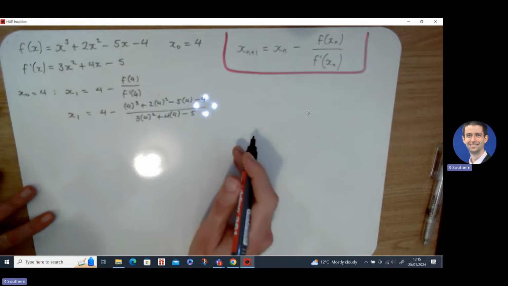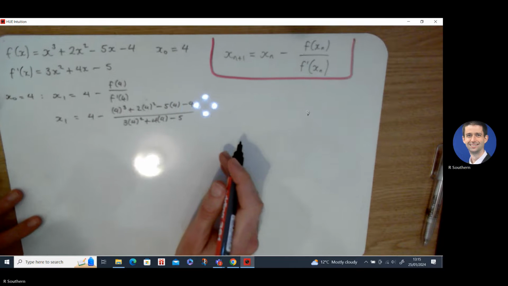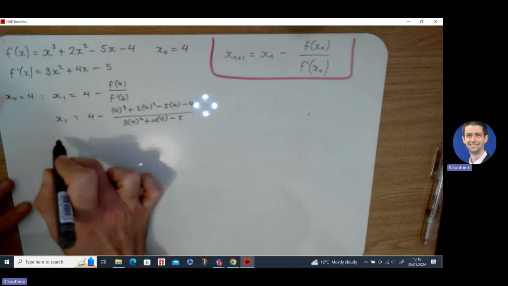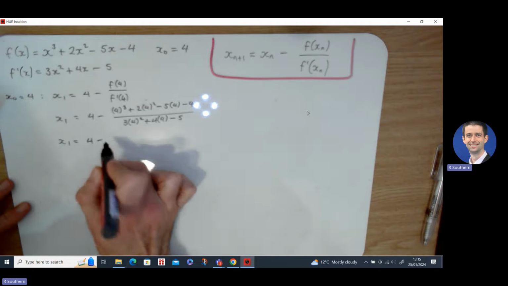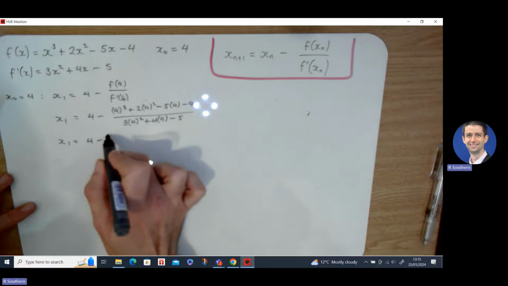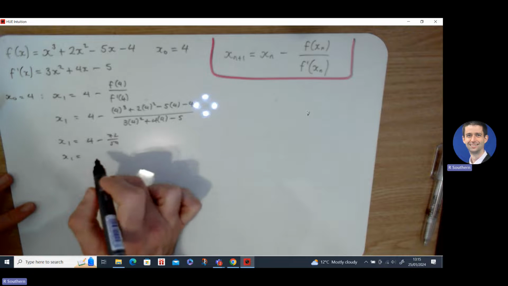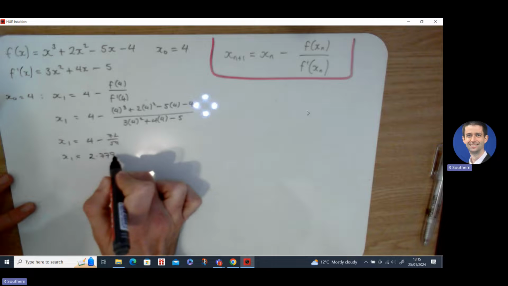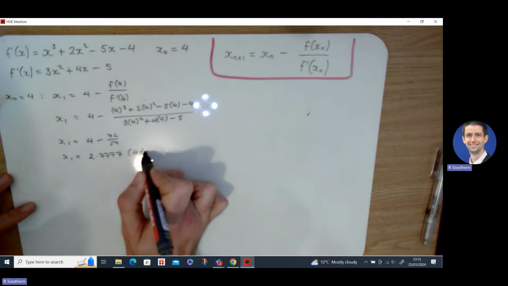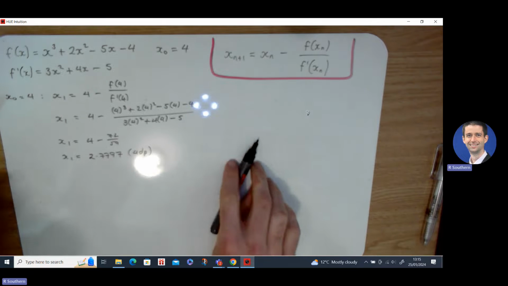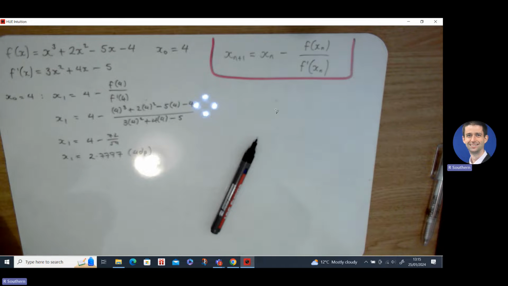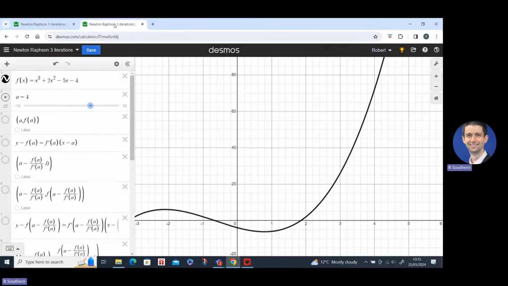I'll just shift that a little bit. So x1 is equal to 4 minus the numerator evaluates to 72 and the denominator evaluates to 59. And if I write that as a decimal to 4 decimal places, I get 2.7797 as my first approximation. So x1 equals 2.7797. What I'll just do is pop back to the Desmos. I've got it open again on another window here. So what we've done is we've looked at the point 472 where x equals 4.